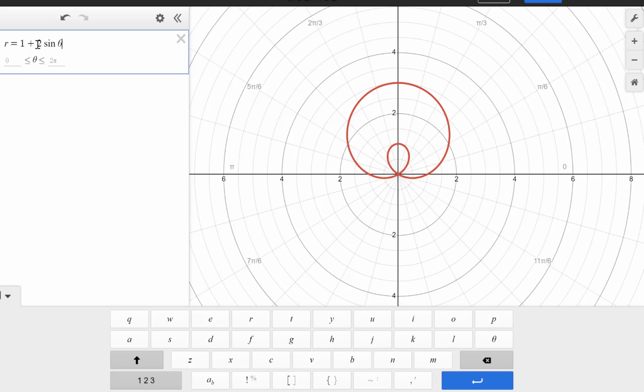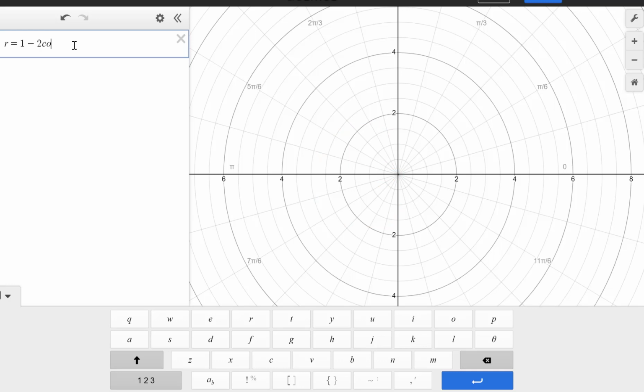Now, if we change it to cosine, what do you think is going to happen? Huh? Now it's symmetric about x. Now, what do you think is going to happen if I change this to a 1 minus 2 cosine? It flips the other direction. Huh. So there's some pictures.